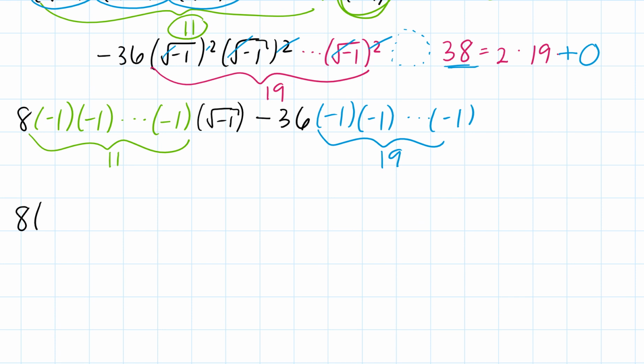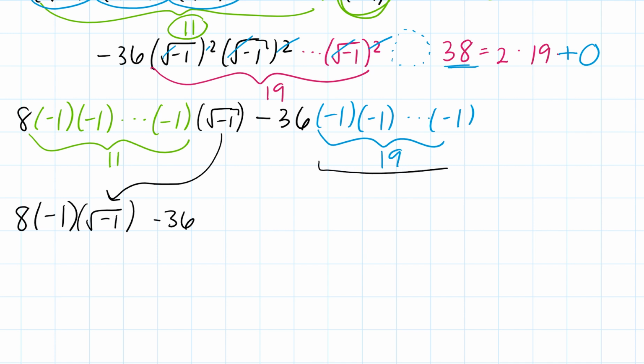If you were to multiply a negative number 11 times, you would get a negative number. So we have 8 times negative 1 times this leftover square root of negative 1 minus 36. Again, if you're multiplying a negative 1 by itself an odd number of times, you end up with a negative number. So we have negative 8 square root of negative 1 plus 36. A negative times a negative made that positive.